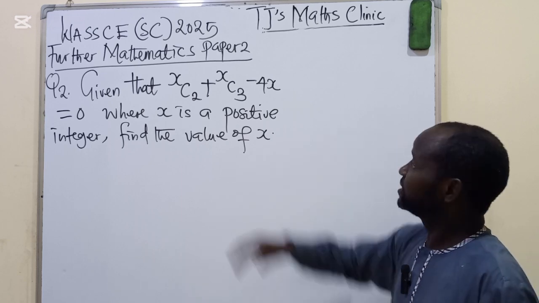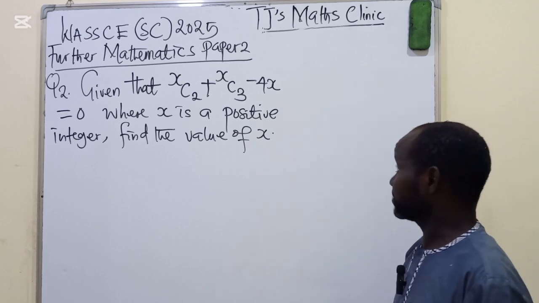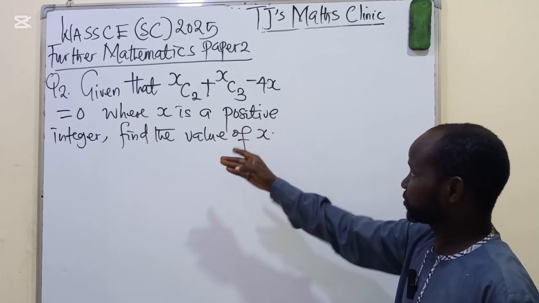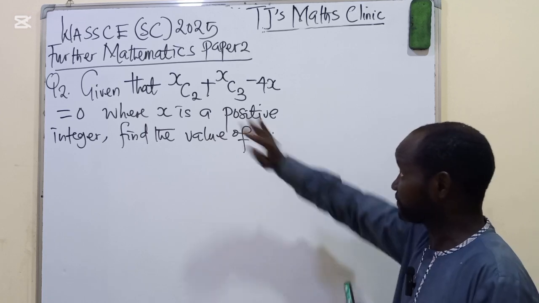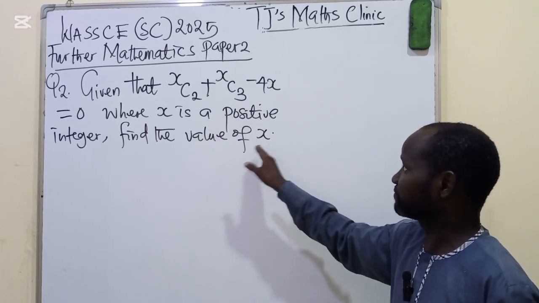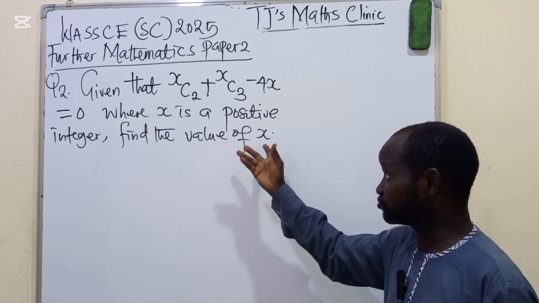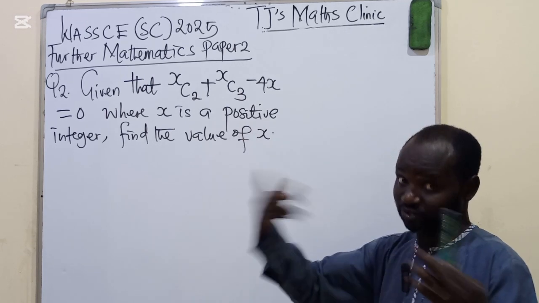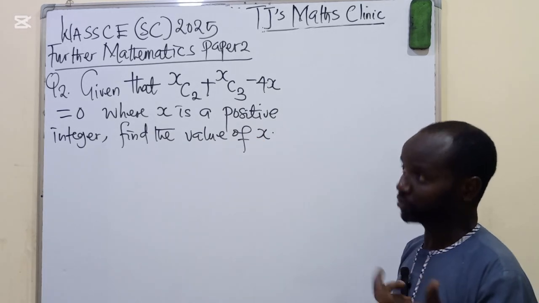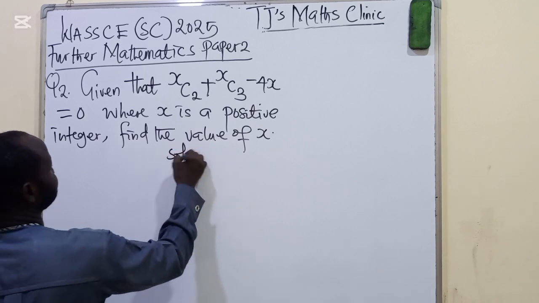Given that x combination 2 plus x combination 3 minus 4x equals 0, where x is a positive integer. Whatever the value of x we are having, it must be a positive integer. We are asked to find the value of x. Let's look at how we can handle this. First thing to do, let's identify which topic this question is from. This is under permutation and combination. Let's write down the solution.